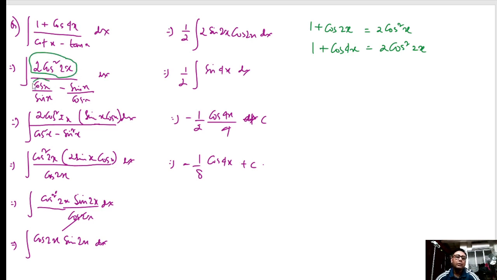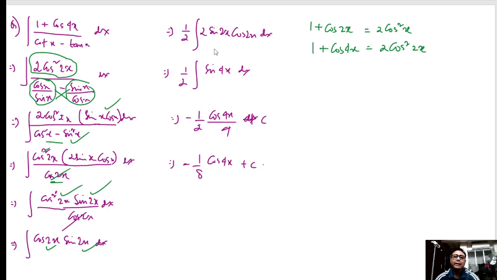Okay, and this is cot x, this is tan x. So now this becomes cos square x minus sine square x over sin x cos x. So from here we can see cos square x minus sine square x is cos 2x. So from here cos 2x will cut, so this remains. So cos 2x and sin 2x will remain.